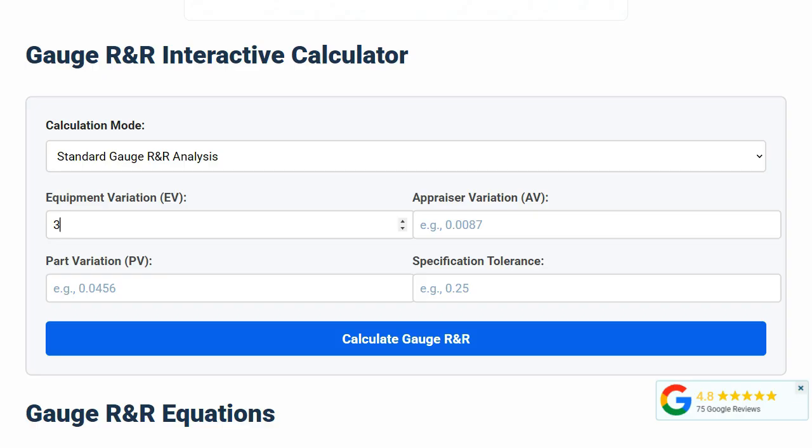You can also input your tolerance or specification width if you want results expressed as a percentage of tolerance. Once all data is entered, the calculator will compute the equipment variation showing repeatability, appraiser variation showing reproducibility between operators, total gauge R and R percentage, and the number of distinct categories your measurement system can reliably detect.